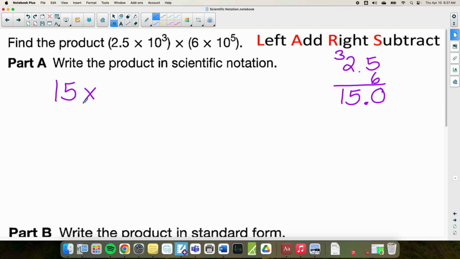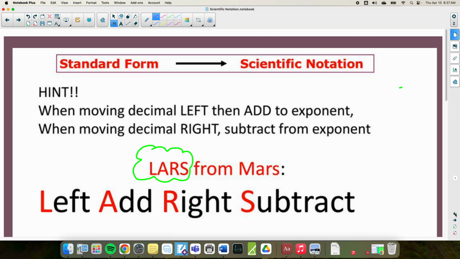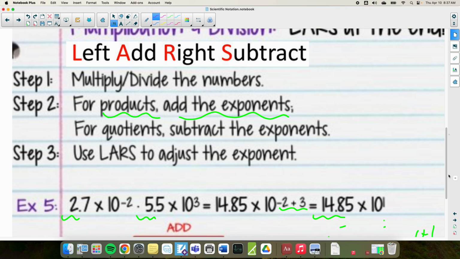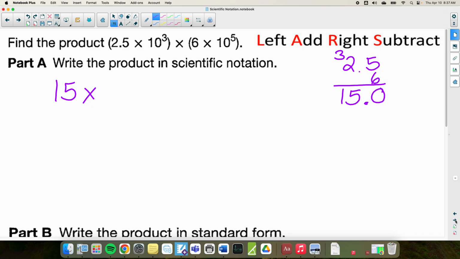Now this is a product. And if you remember back here, if you're multiplying, you add the exponents. We're multiplying, so what I'd have is 10 to the 3 plus 5, which is times 10 to the 8th. Now, is that in correct scientific notation? No.